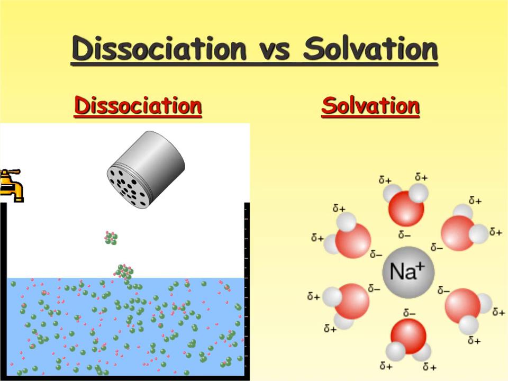All right, here's a little diagram of dissociation and solvation. So dissociation, you see we got our salt molecules, and they're breaking into the component ions when dissolved. Solvation is when water molecules surround the ion from the dissociation in a specific way. So here you see all the oxygens on the water molecules are pointing towards the sodium.